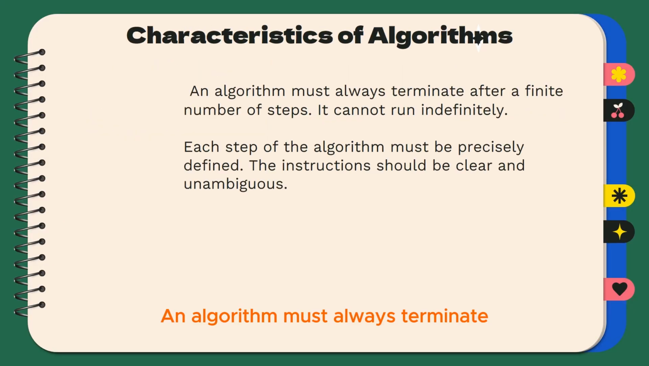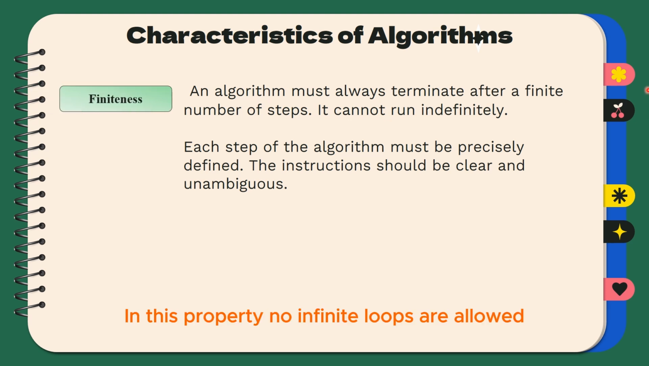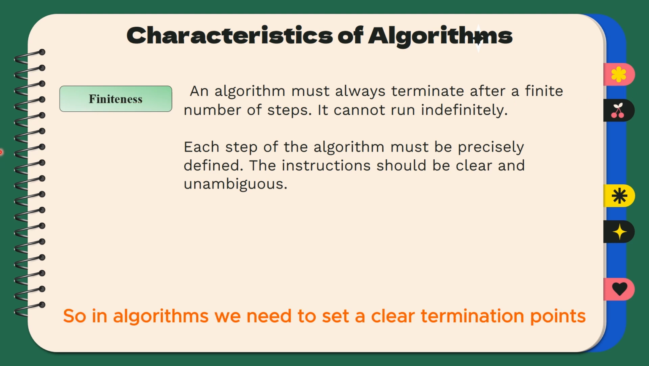An algorithm must always terminate after a finite number of steps. This ensures that we can expect a solution in a reasonable time frame. This property is known as finiteness. In this property, no infinite loops are allowed, so in algorithms, we need to set a clear termination point.